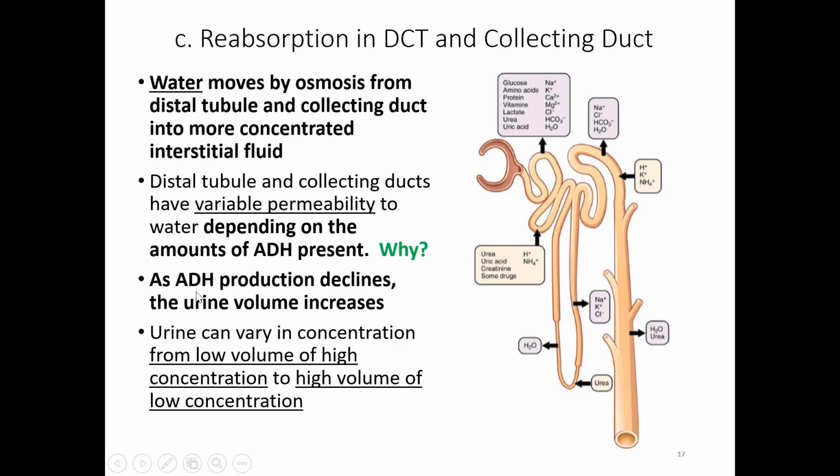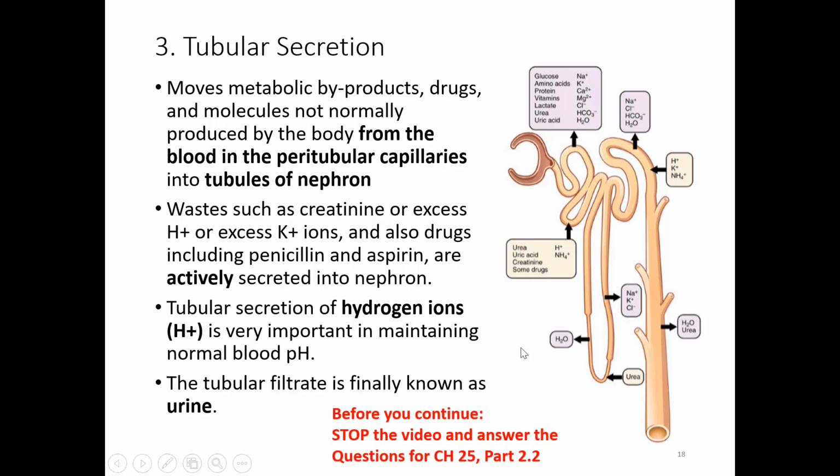So when production of antidiuretic hormone declines, the urine volume increases. And depending on the amount of antidiuretic hormone, urine can vary in concentration from low volume of high concentration to high volume of low concentration.